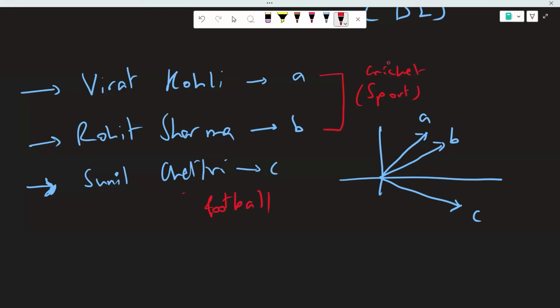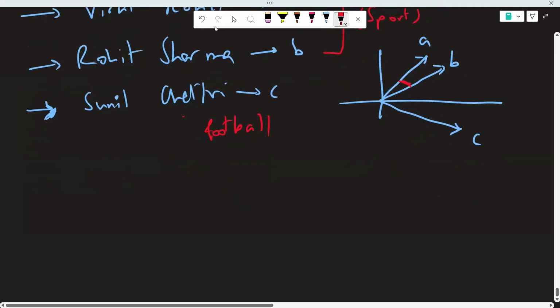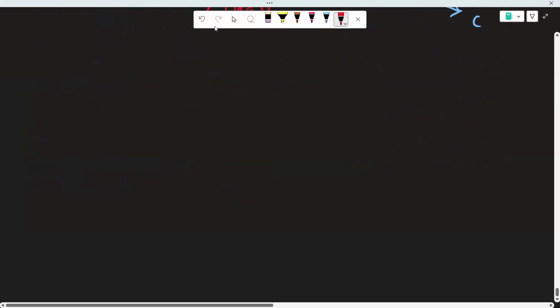The common thing between all of them will be sport, but if you see the angle between them, the angle between A and B is smaller. Between A and C or B and C it will be comparatively higher than A and B. So using prediction-based embeddings, we'll try to find out this information and see how we can embed it in such a way that we see Virat Kohli and Rohit Sharma are close to each other.